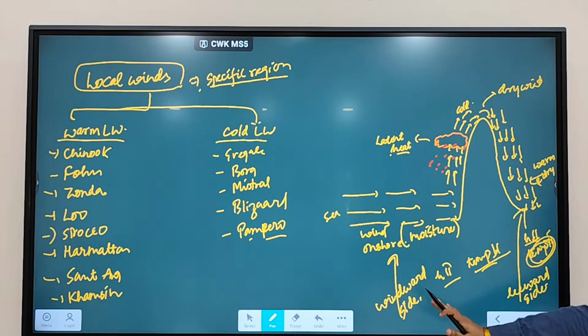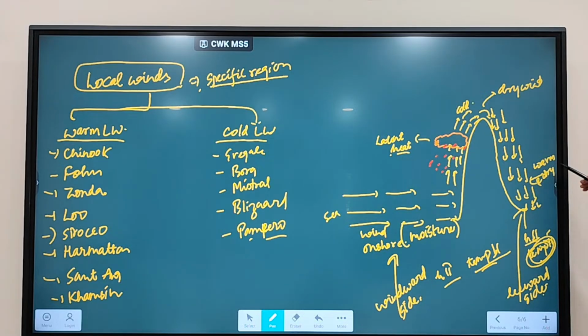So this side of the mountain which experiences the rainfall is referred to as the windward side. This side of the mountain, which is generally drier in nature and does not experience rainfall, is called what? The leeward side of the mountain. Fine.